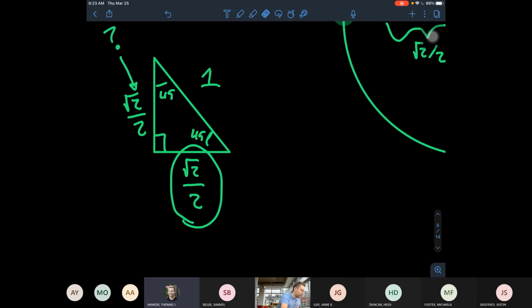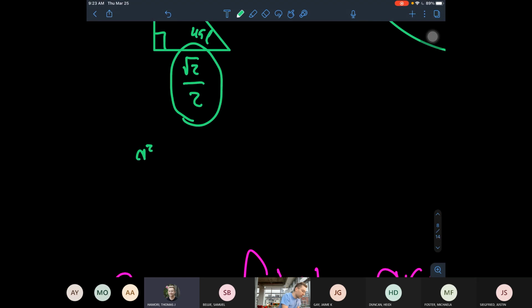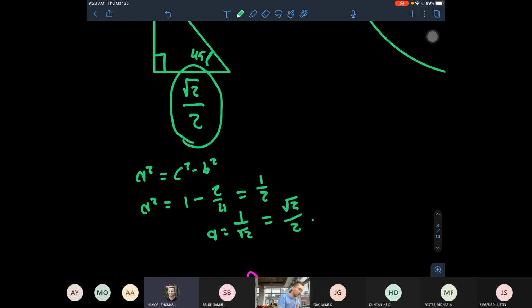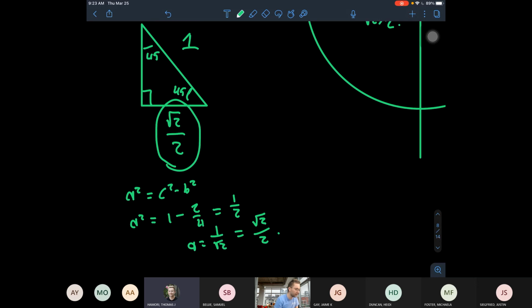But if you're not confident with figuring that out, you could also use the Pythagorean theorem. You'd say a squared is equal to c squared minus b squared. Therefore, a squared is equal to 1 minus, well, if I square the other one, we'll get 2 over 4, which is equal to 1/2. So a squared is 1/2, so a is equal to 1 over the square root of 2, which is equal to the square root of 2 over 2. So that's the Pythagorean theorem method if you don't immediately recognize that this is a 45, 45, 90 triangle.